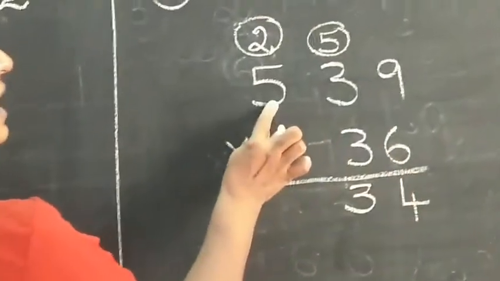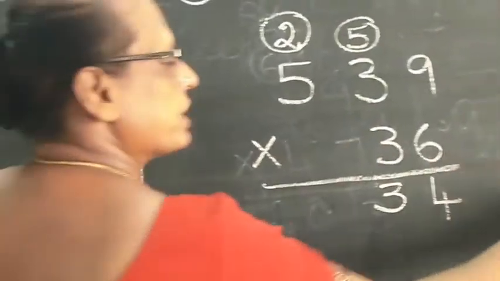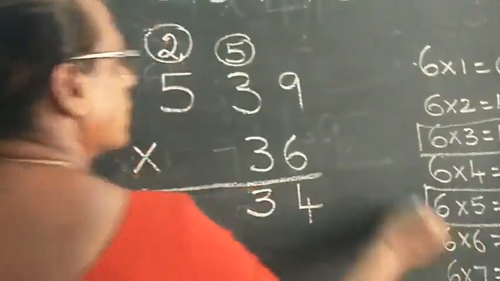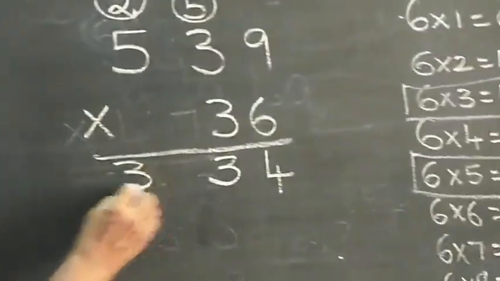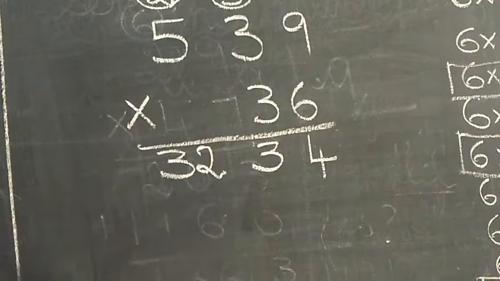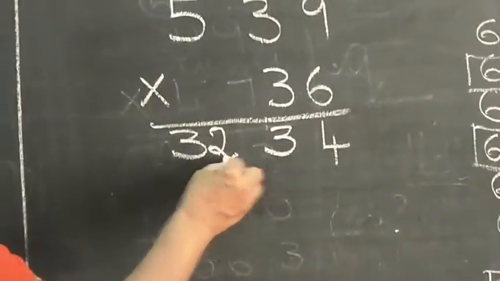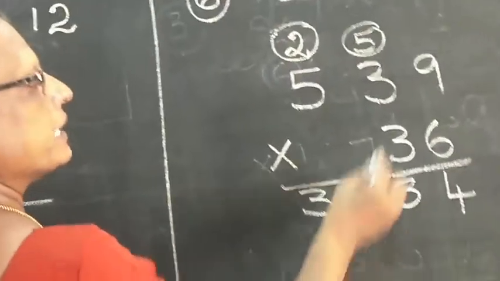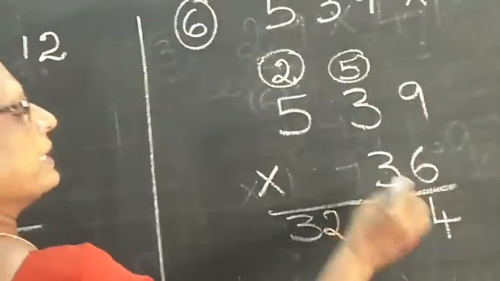And 6 5s are 30. 6 5s are what, children? 30. So 30 plus 2, 32. Okay, children? So 3,234. And then coming to, when you multiply by 3, what you have to do?